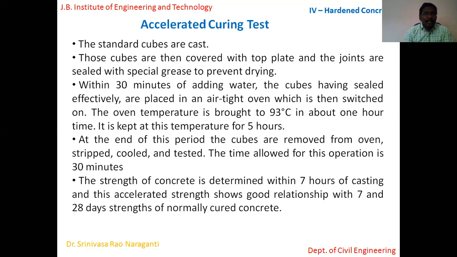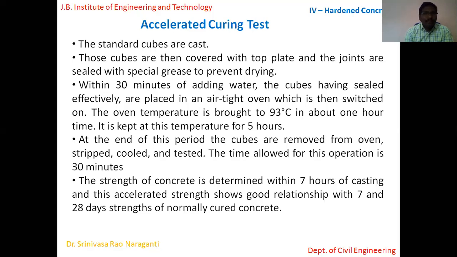Then they are put in an airtight oven and the temperature is gradually increased to 93 degrees centigrade within an hour. That means from the time you add water, within 30 minutes you prepare a cube. But then by the time you keep it in the oven, from that time within an hour, we increase the temperature to 93 degrees centigrade and we maintain the same temperature for 5 hours in the oven. That means in the oven, the sealed cube is subjected to a temperature of 93 degrees centigrade.